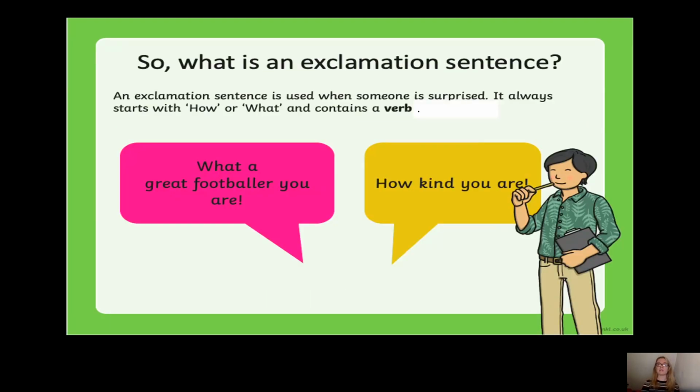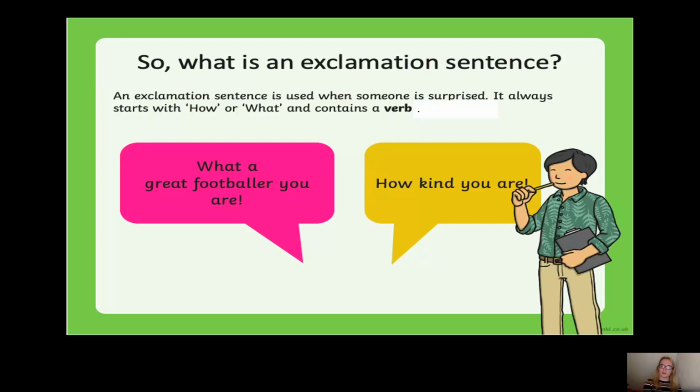And it always starts with how, so how kind you are, or what, what a great footballer you are. And it contains a verb. Can you see in both of our exclamation sentences, the verb is right at the end. It's are in both of these exclamation sentences, but it can be any verb that you need it to be, as long as it's at the end of your exclamation sentence, just before the exclamation mark.